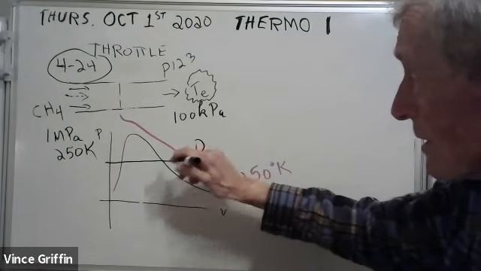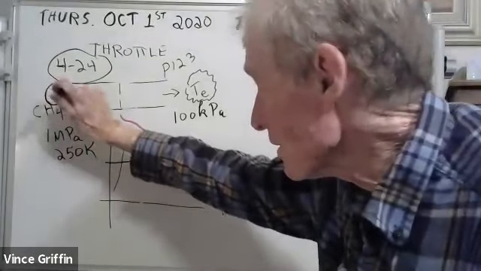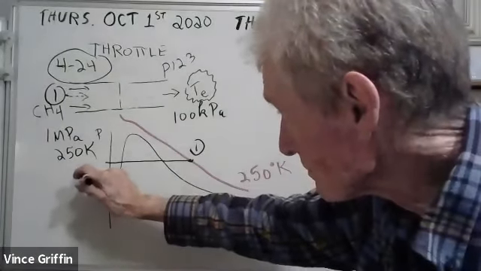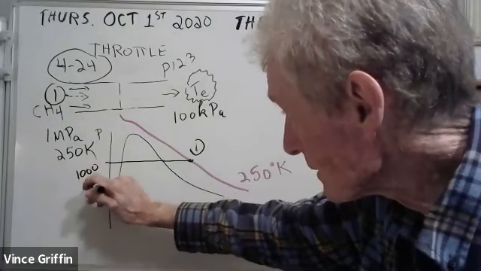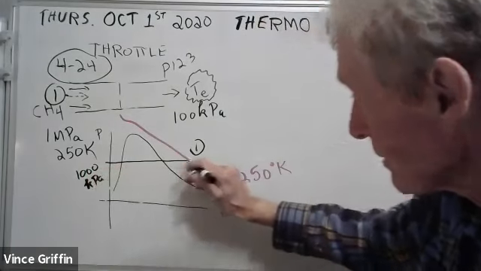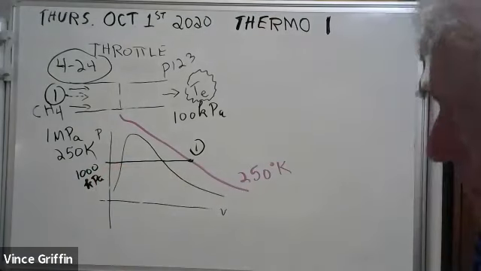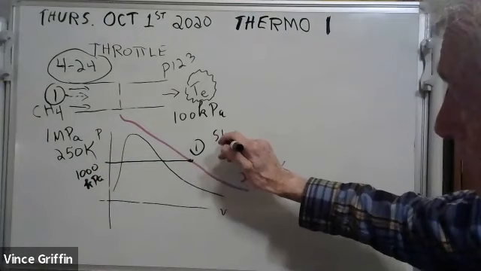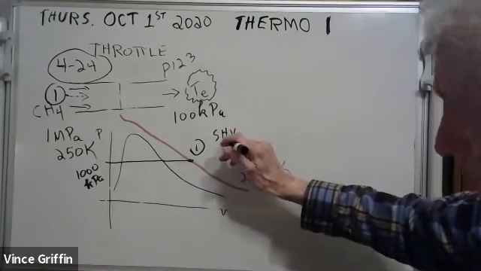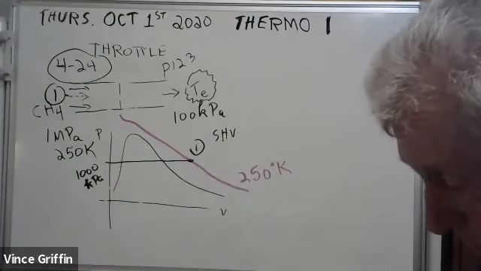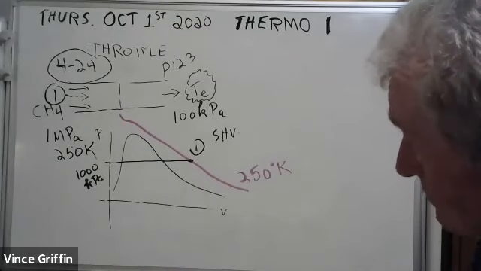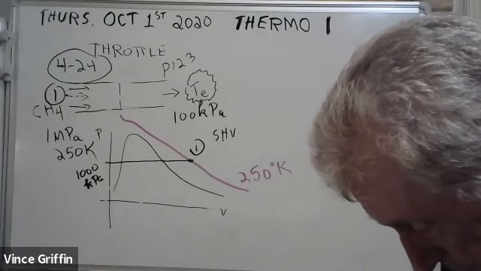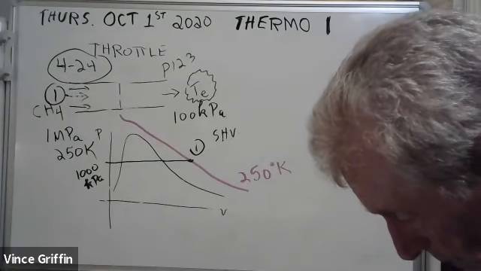State 1. That's your incoming. Incoming 1,000 kilopascals are coming in right there. And we're going to look up in the superheated vapor region table, 1,000 kilopascals, 250K. And we're going to look up the H.